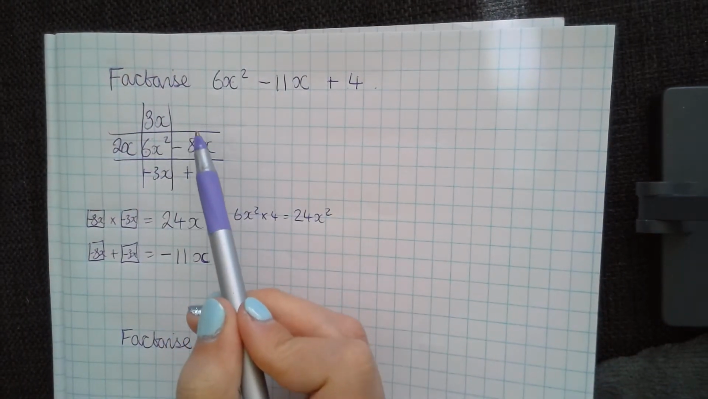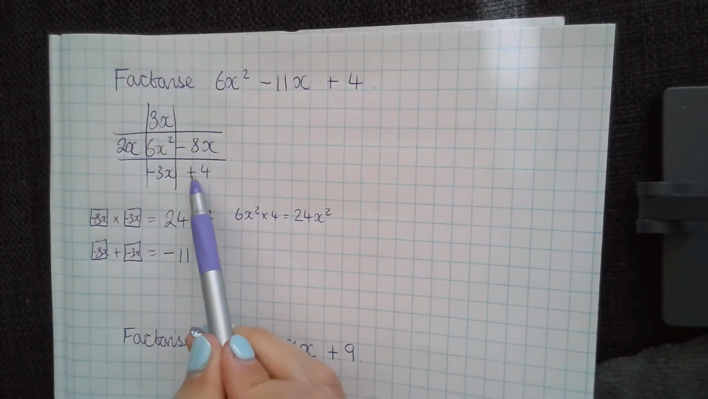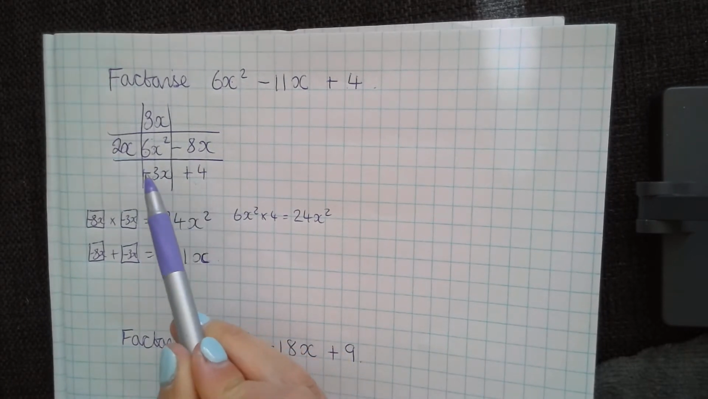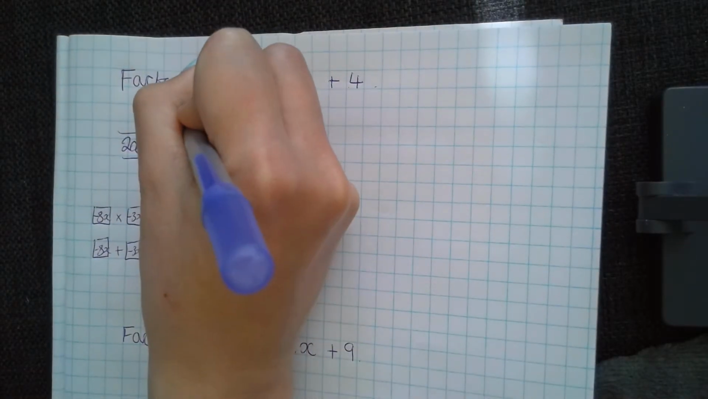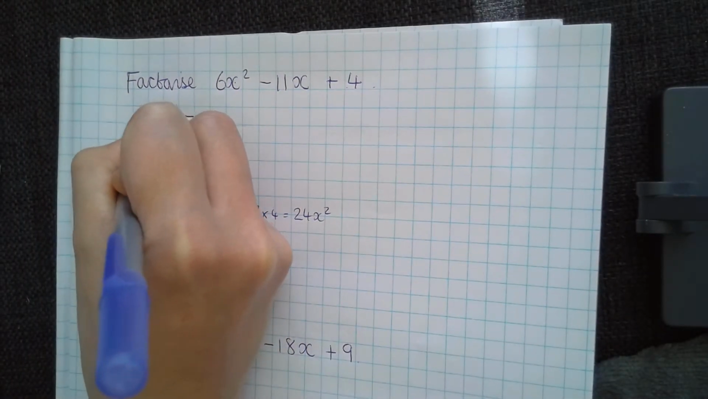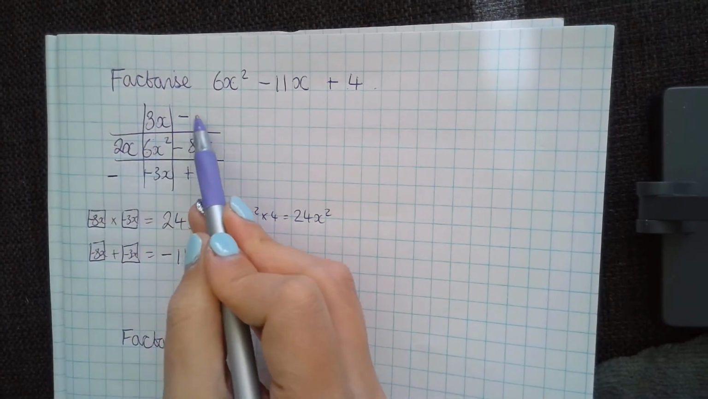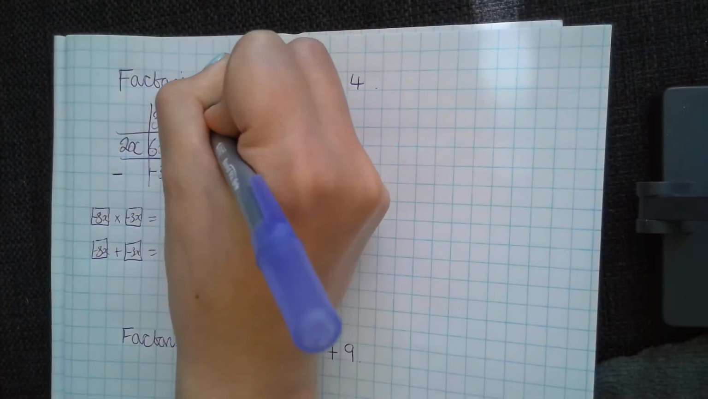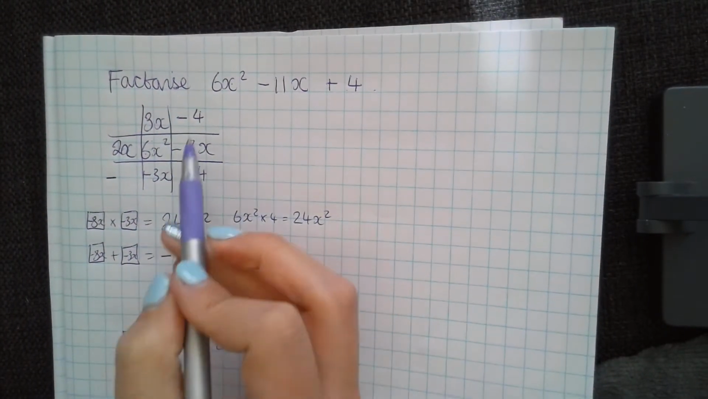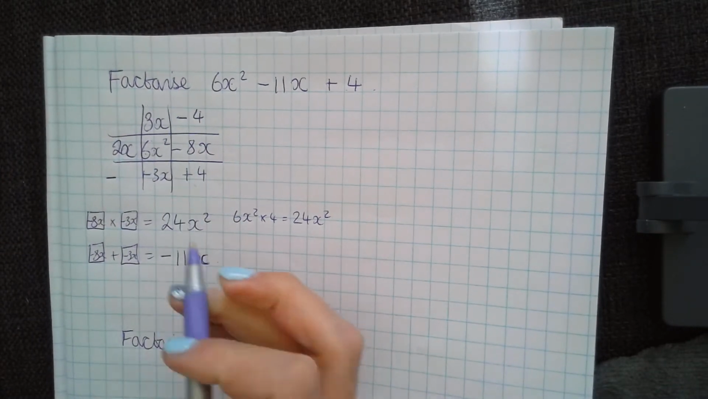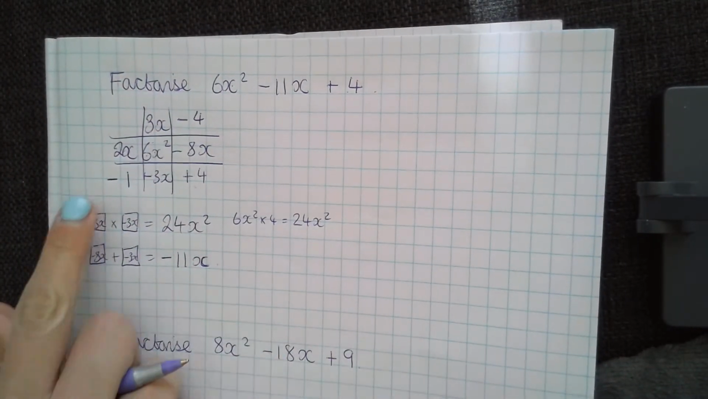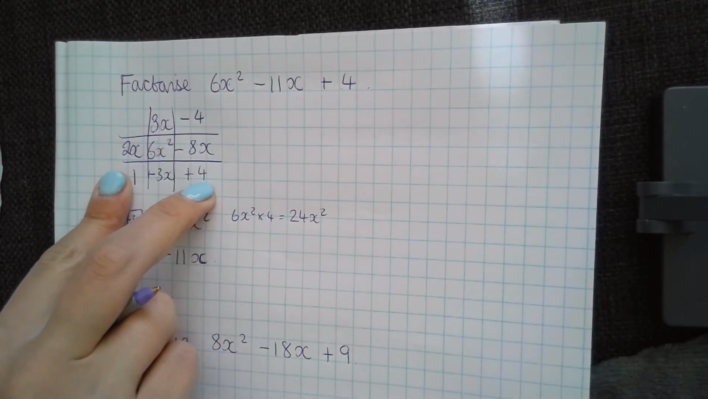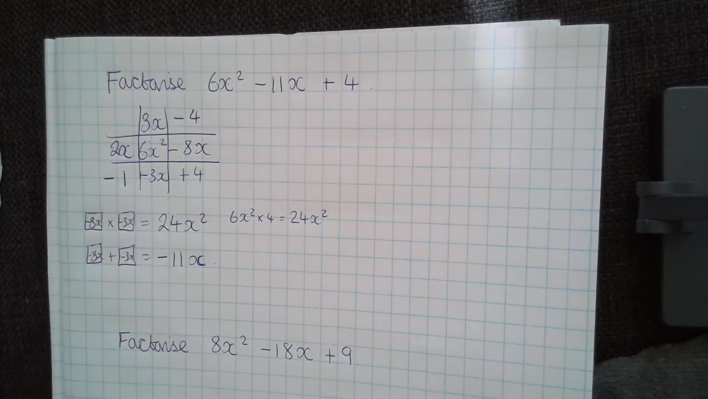And now I really need to think carefully because this box is negative, but this one's positive. So both of these numbers times together must make plus 4, but these boxes need to be negative. So that's going to be a negative, and that's going to be a negative as well. Because 2x times what makes negative 8x? Well, 2x times negative 4 makes negative 8x. And negative 4 times what makes plus 4? Negative 1. If I didn't put my negative there, negative 4 times 1 is just negative 4, not plus 4. So I definitely need that negative there.